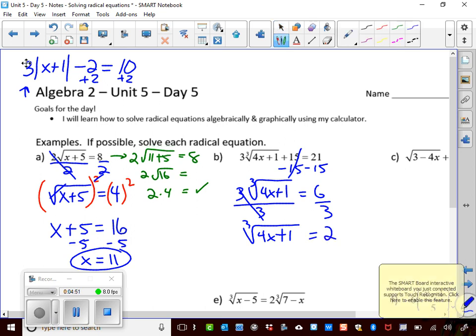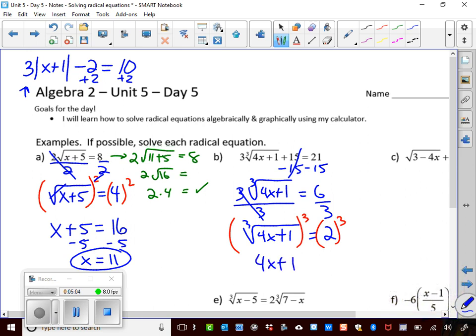All right, so a cube root, you will have to cube both sides. So remember, a cube root is a 1/3 power, so I will have to do a 1/3 power to get rid of it. Well, whatever I do to one side, I do to the other side. All right, so the 4x plus 1 pops out because these basically knock each other out, and 2 to the third is 8, and you just have a little algebra 1 problem to solve.